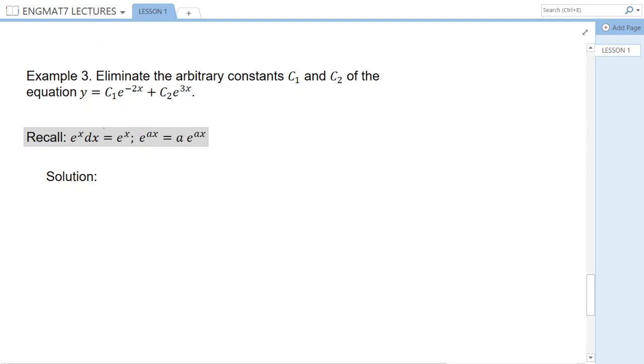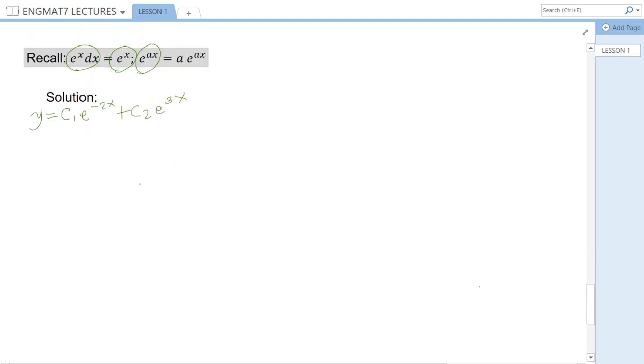Okay, so just recall, the derivative of e raised to x is also equal to e raised to x. For e raised to ax, the coefficient is carried, so the derivative is a times e raised to ax. Let us copy the first: y equals c1 e raised to negative 2x plus c2 e raised to 3x. Let that be our equation 1.